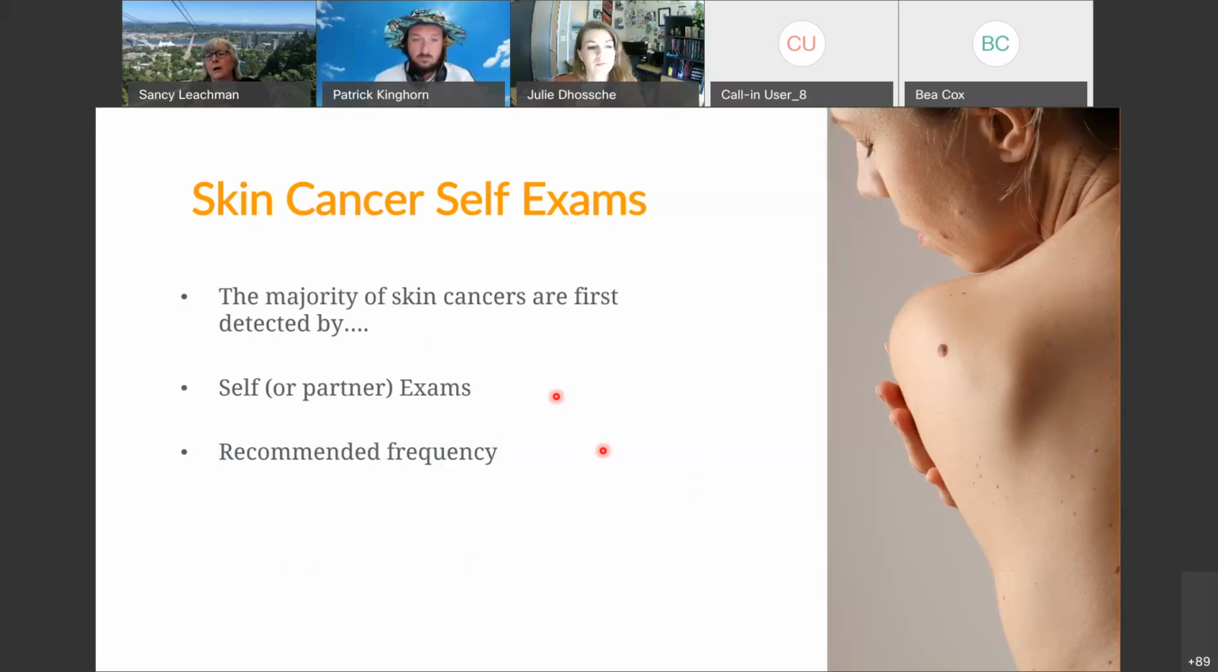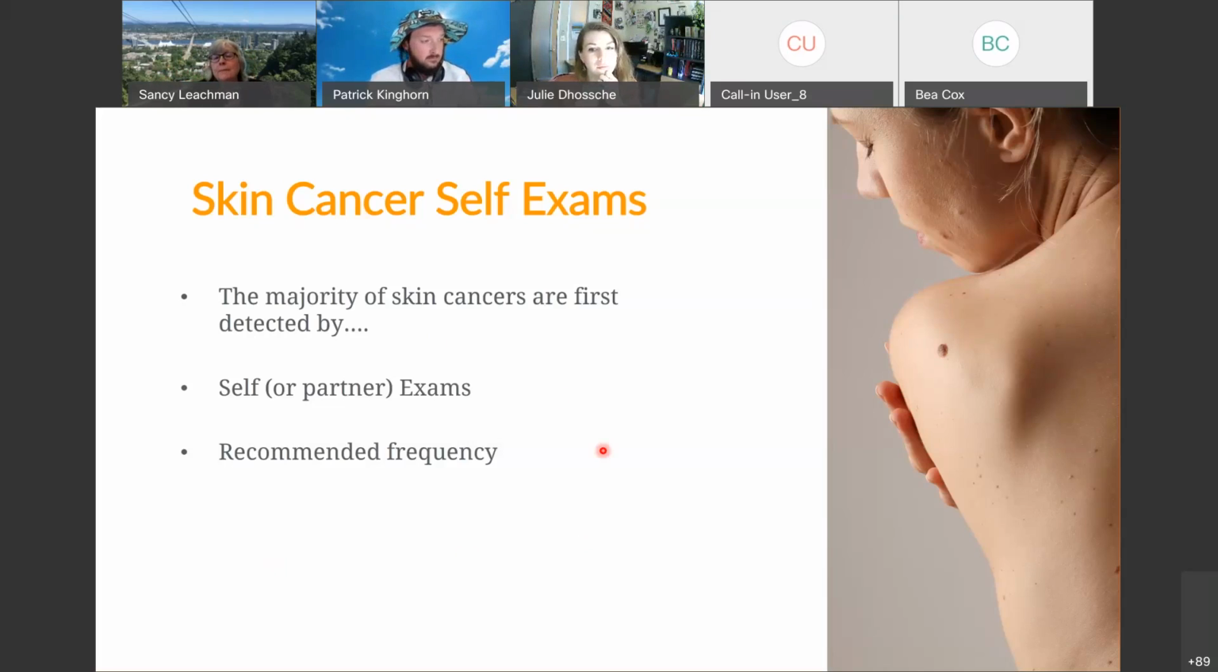The other thing that we know is that if you are doing a self-skin exam, a partner exam is way better than a self-exam because you can't see your back very well, you can't see your scalp very well, you can't see your genital area very well, and it's hard to look at the bottom of your feet, but your partner can help you and you can help them. That's a much better exam.